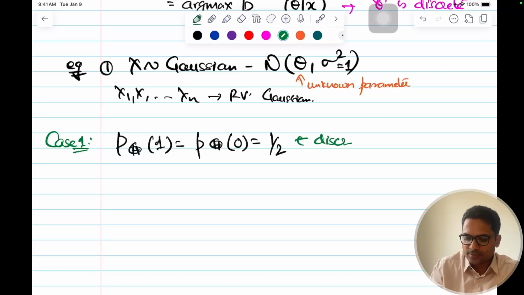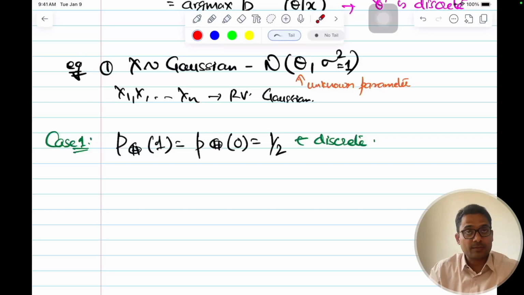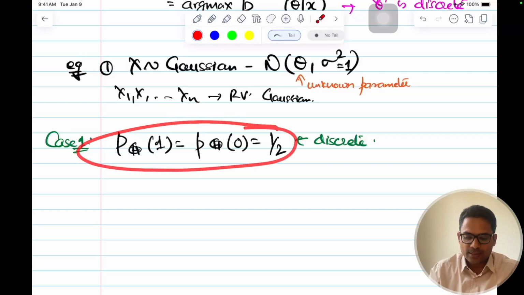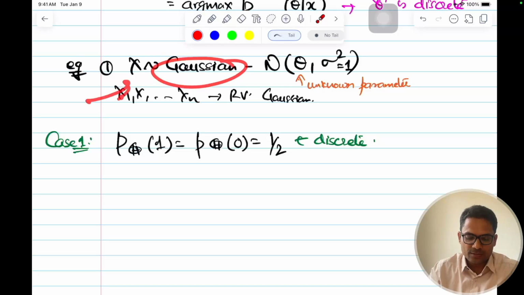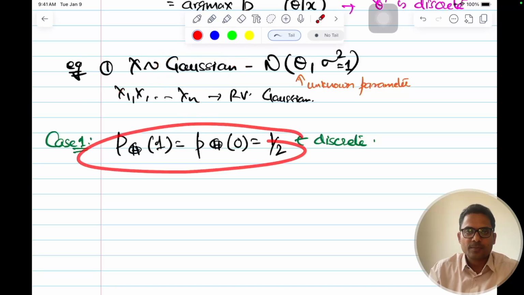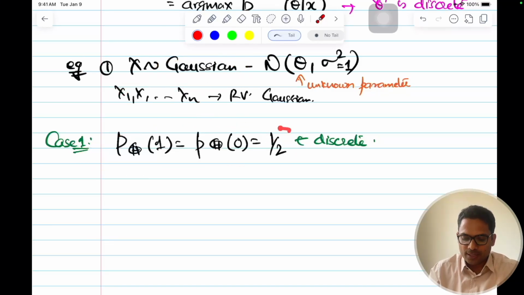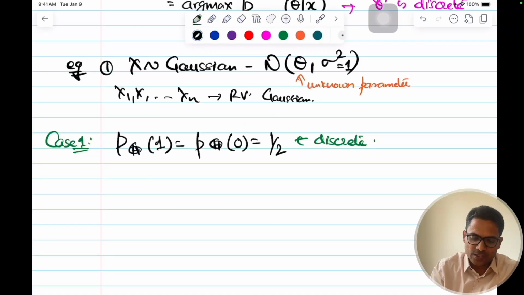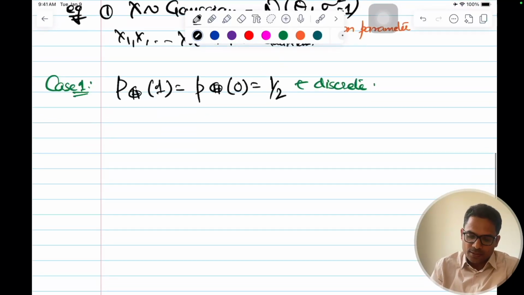Let's model it as discrete. Earlier it was Bernoulli, and we modeled the prior as a uniform continuous. Here the underlying distribution is Gaussian, and we are modeling the prior belief as discrete. Just to show you that continuous and discrete can go hand in hand. It's not like the problem should be completely continuous or completely discrete. Okay, so this is the belief.